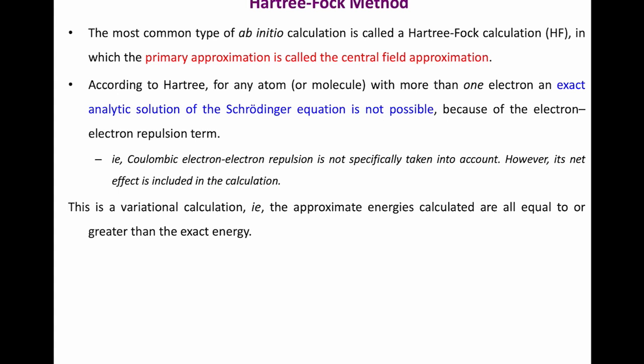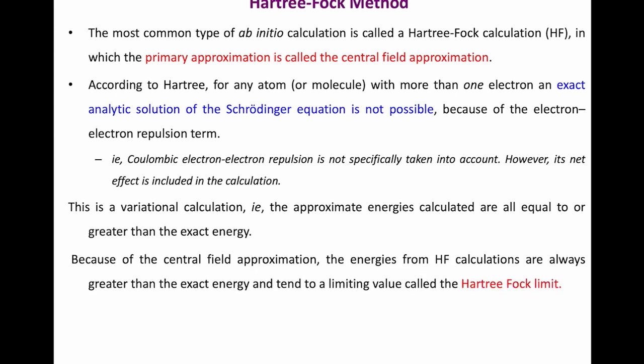But in the actual calculation, by using this central field approximation, we neglect all the inter-electron repulsion or attraction energy, and we take a total net effect for this interaction. As a result, the approximate energies calculated are equal to or greater than the exact energy. Because of the central field approximation, the energies from Hartree-Fock calculations are always greater than the exact energy and tend to a limiting value called the Hartree-Fock limit.